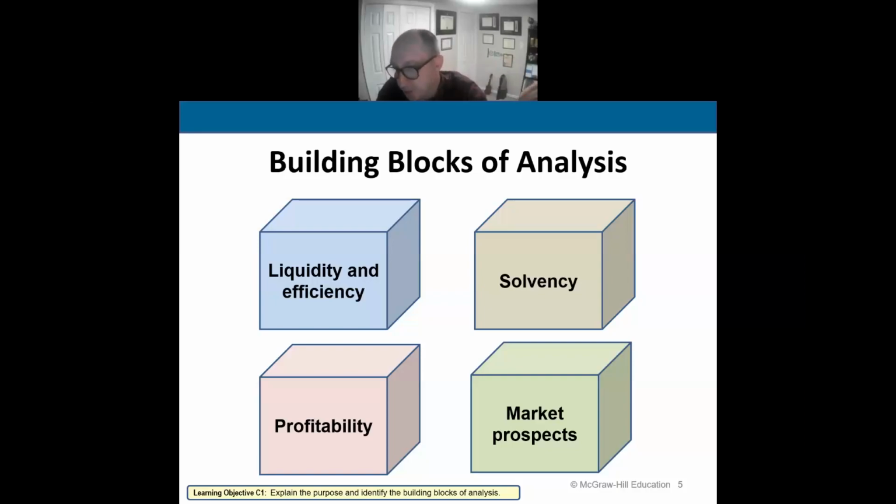Because remember, cash can be used for a lot of different things. It can be used to purchase inventory. It can be used to pay bills. It could be used to invest back in the company and purchase other assets. There's a lot of things we can do with cash. That's liquid cash. And efficiency, how easily can I do that?